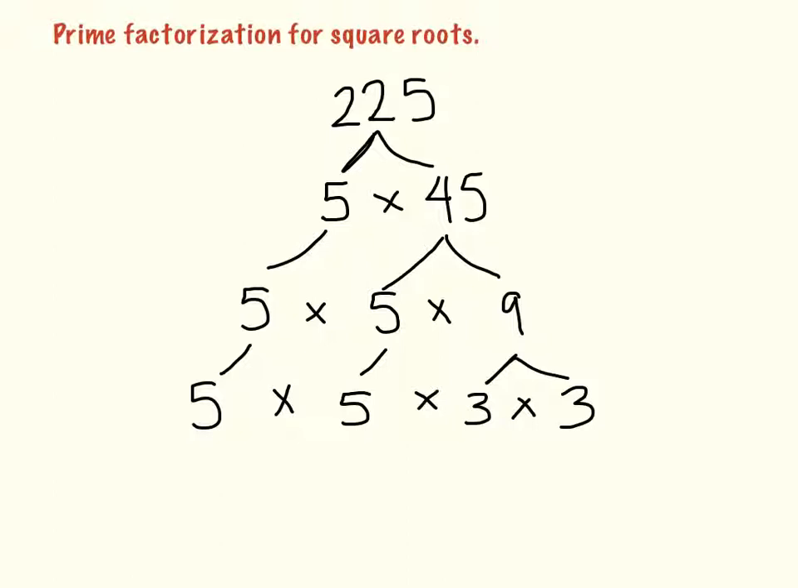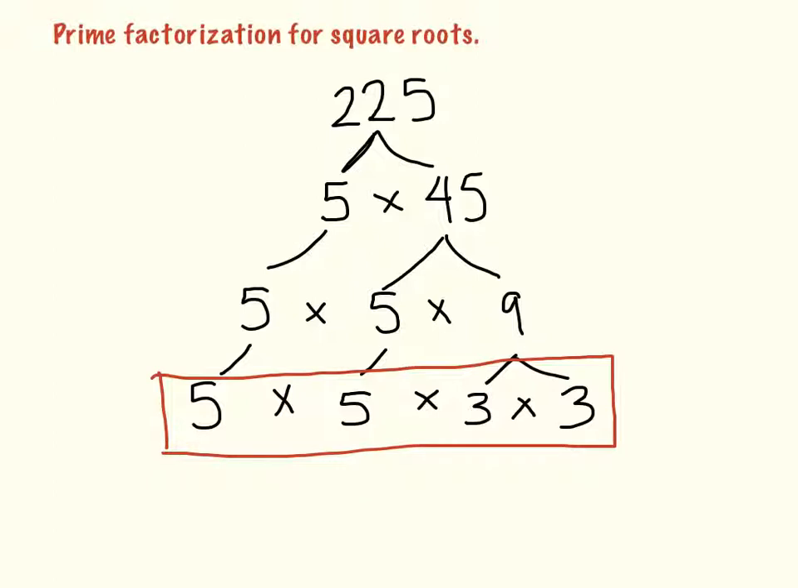Here we have the prime factorization for 225 using the branching method. You could use any method to find the prime factorization that you want, but I chose to use the branching method here. We get all the way down to the bottom, and here's our prime factorization. 5 times 5 times 3 times 3.